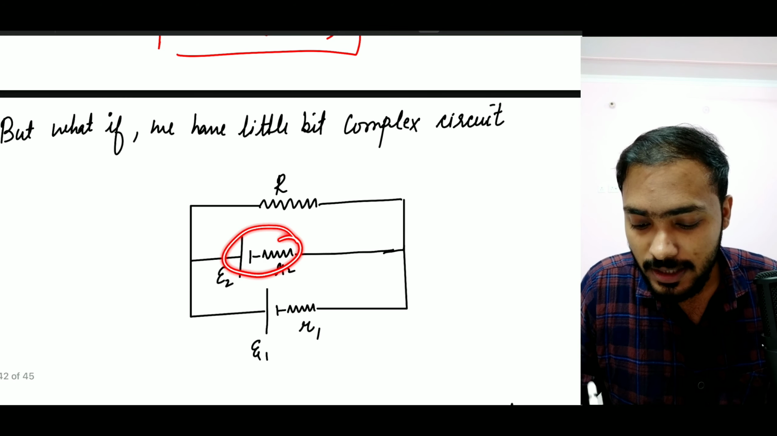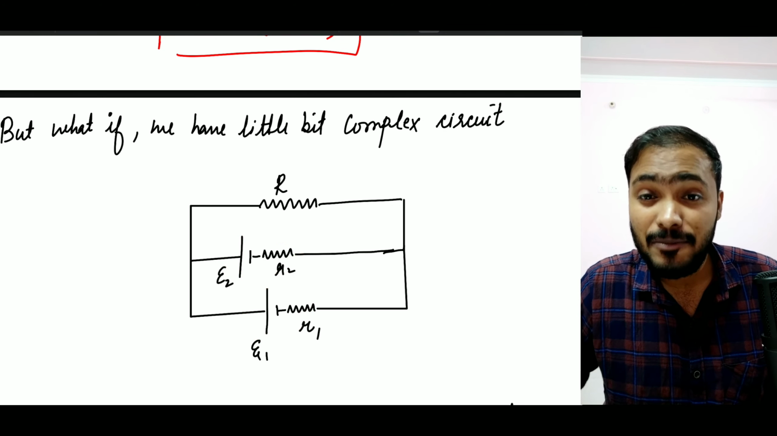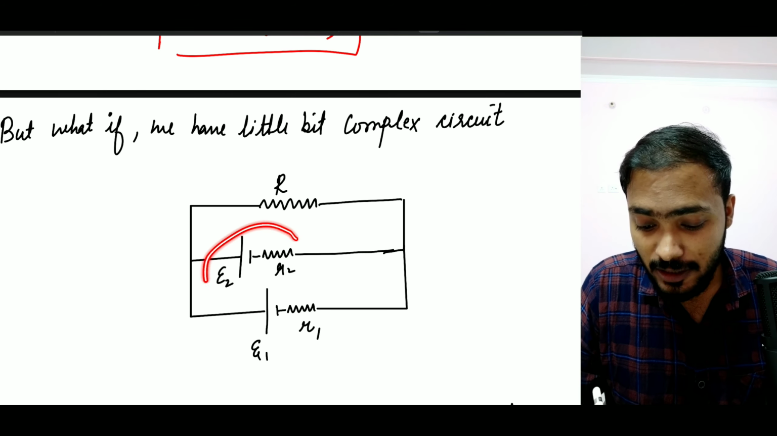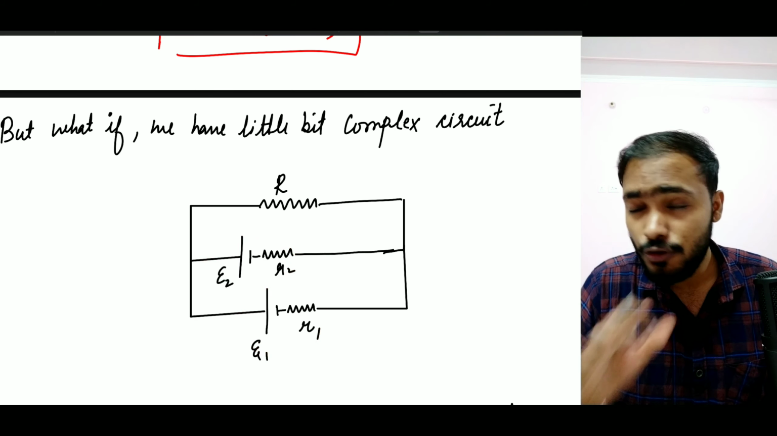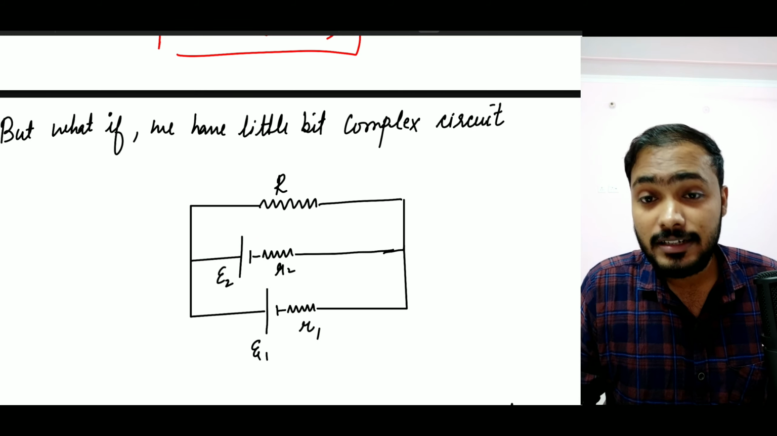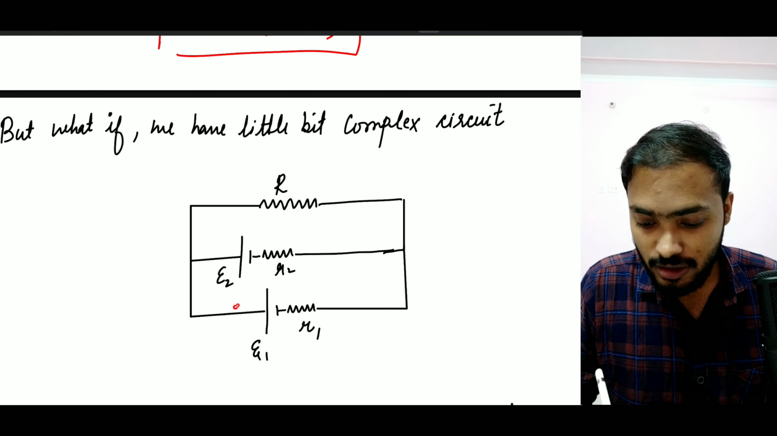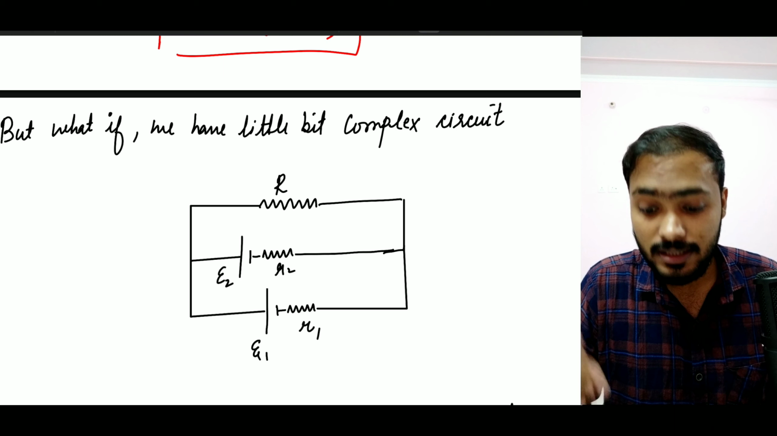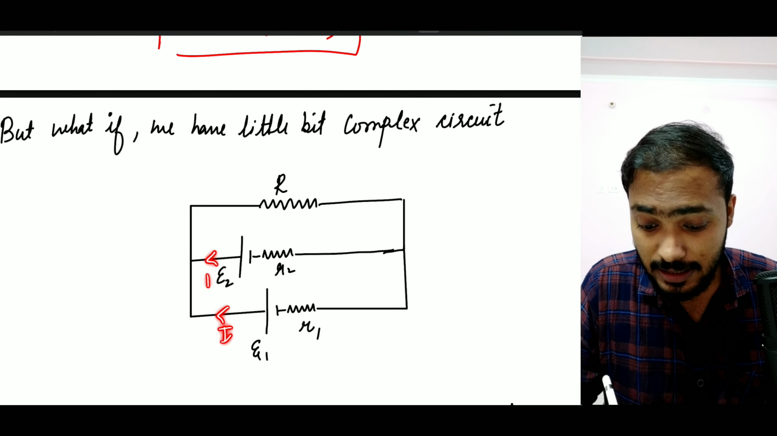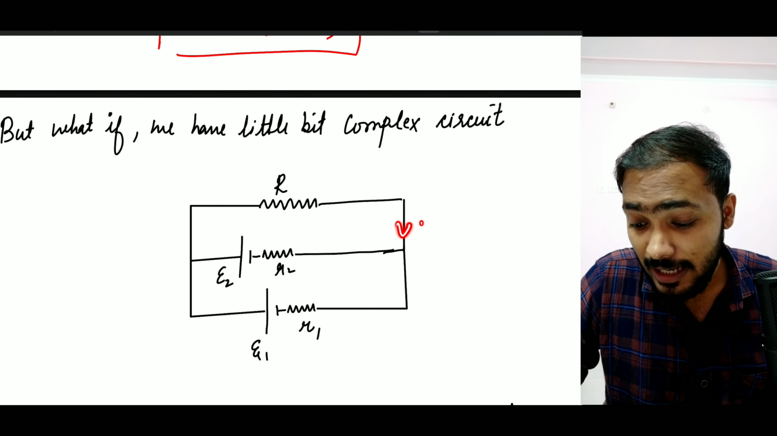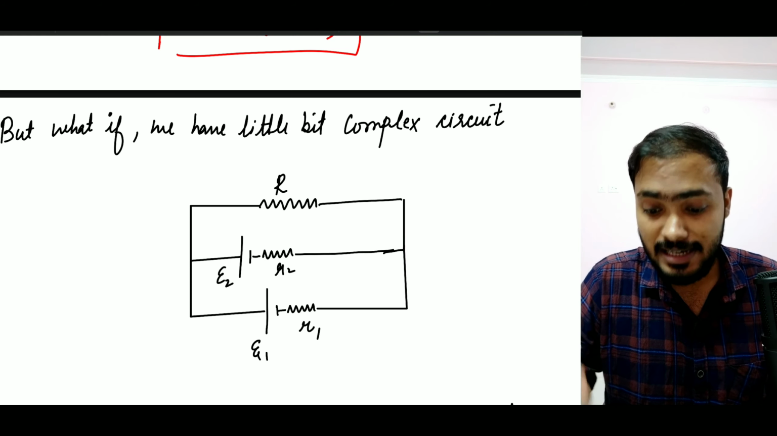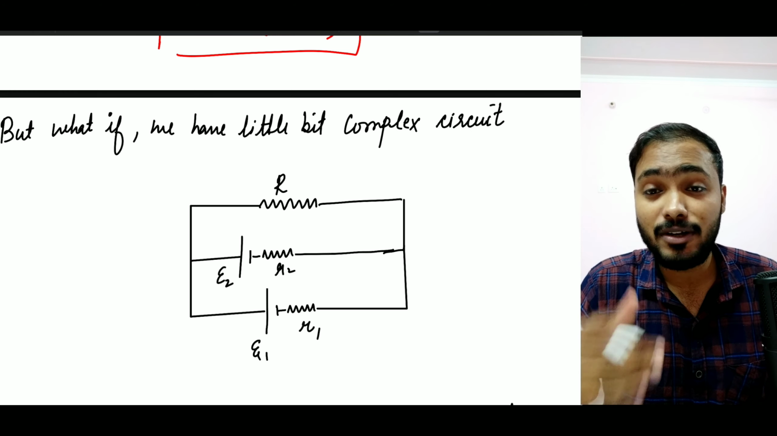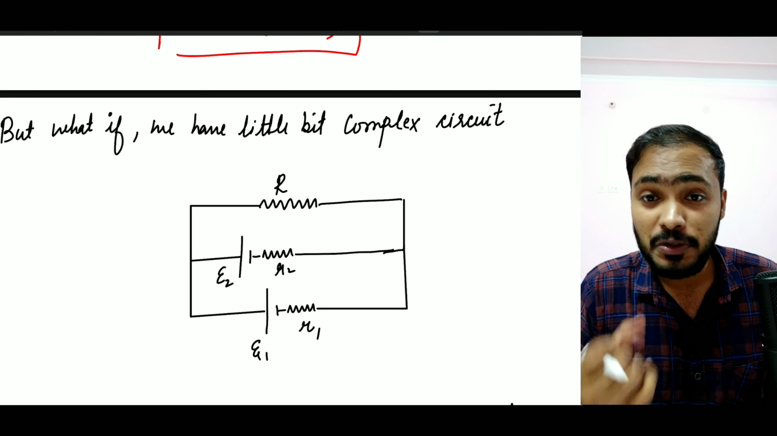Why is it a little complicated circuit? Because we have two cells over here. It can be n number of cells. As the cells increase, the complexity of the circuit increases. Right now I have two cells. I have no clue how the current is going to distribute over here. Should I start current from this cell, or from this cell, or from both the cells? What will be the value of current over here? What is the current that is going through this resistor? No idea. I do not know how to do that.